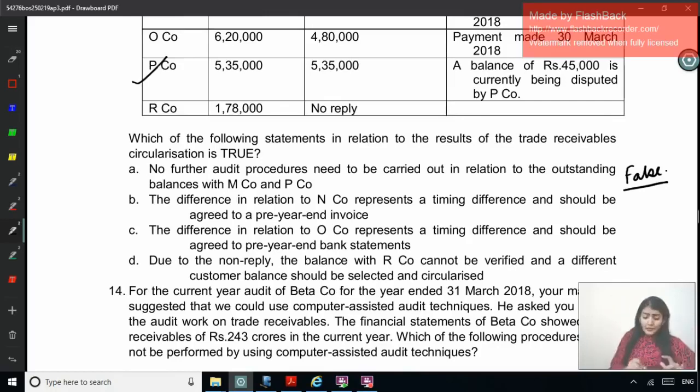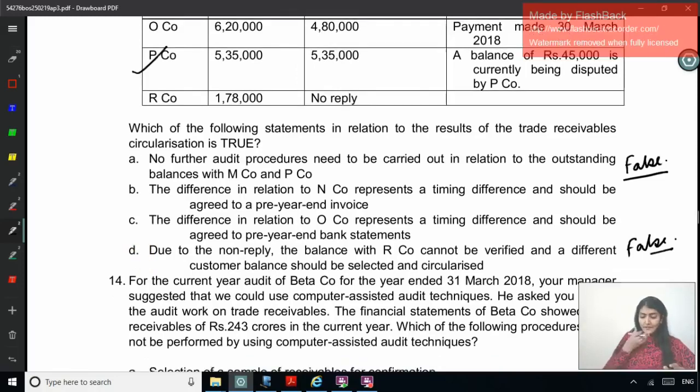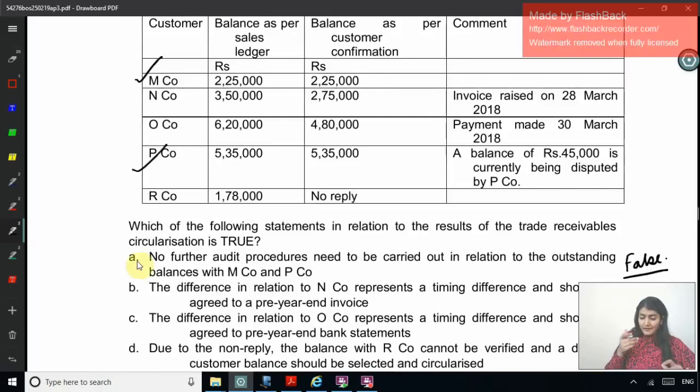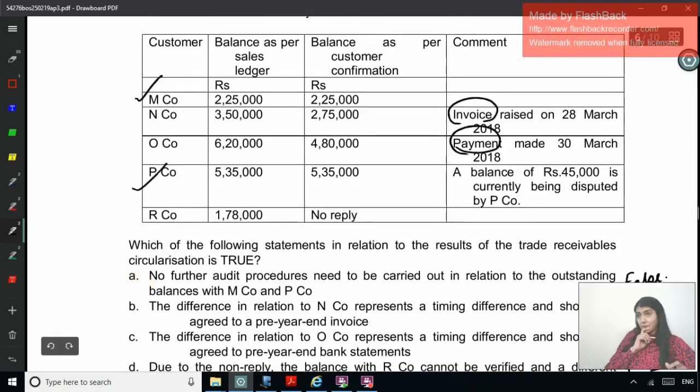And due to the non-reply, the balance with RN Company cannot be verified and a different customer balance should be selected and circularized. So obviously this is also going to be false. Now the competition remains between B and C, where the invoice was raised and where the payment has been made. Now this is more of a concern for the auditor because the invoice has been raised, but the amount is not being reflected in the customer's books, in the debtor's books. So maybe it might be bogus revenue recognition being done by the client.